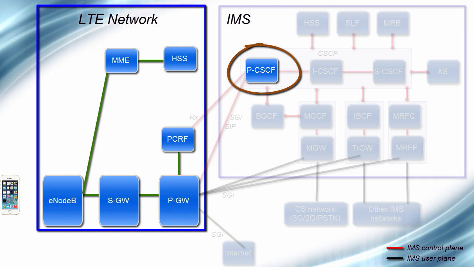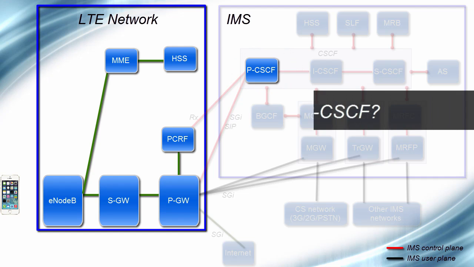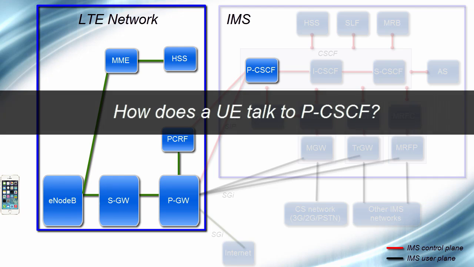This is the P-CSCF present in IMS. P-CSCF means Proxy Call Session Control Function. The UE has to communicate with all other IMS nodes via the P-CSCF. But interestingly, when an LTE UE is switched on, it does not know anything about the P-CSCF IP address. So, how does a UE talk to the P-CSCF?